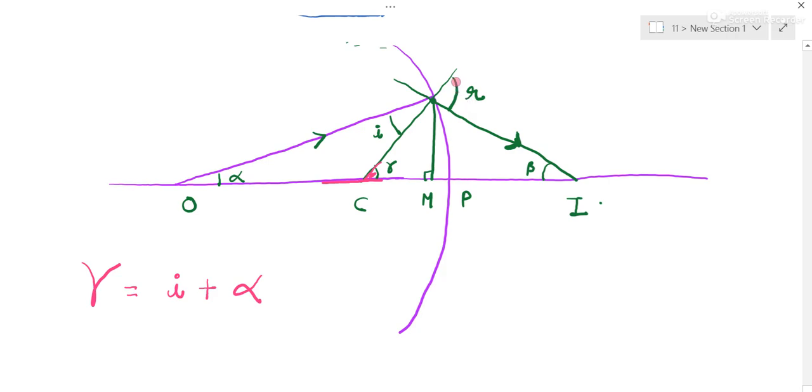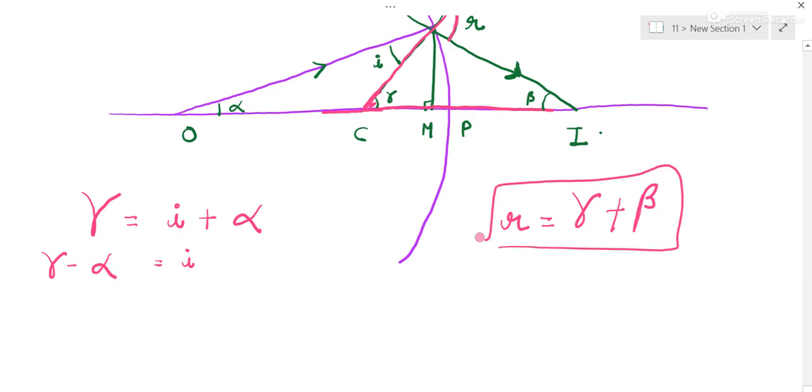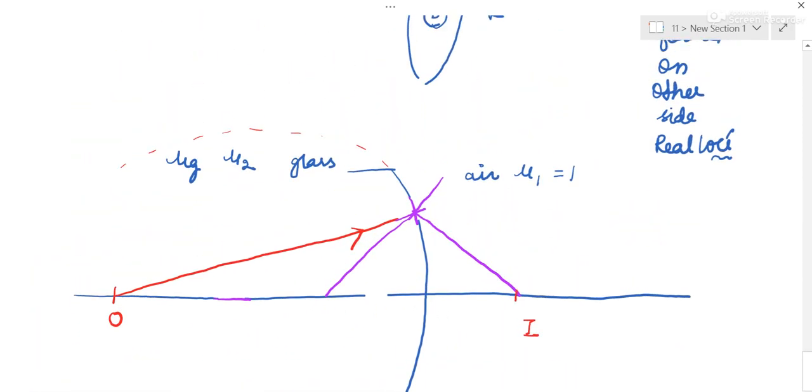So, let us see for R. R is the exterior angle of this triangle. So, R is basically equal to gamma plus beta. So, I is gamma minus alpha and R is gamma plus beta. So, I am ready with the angle relation. I will tell you what is to be done. You just write the case.